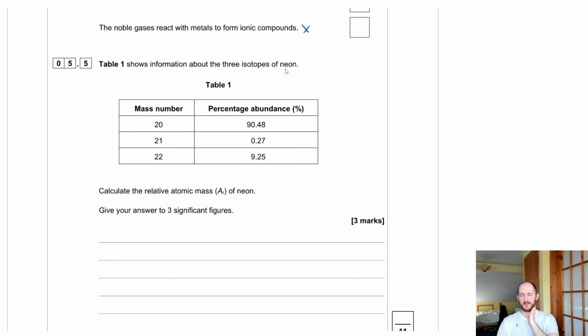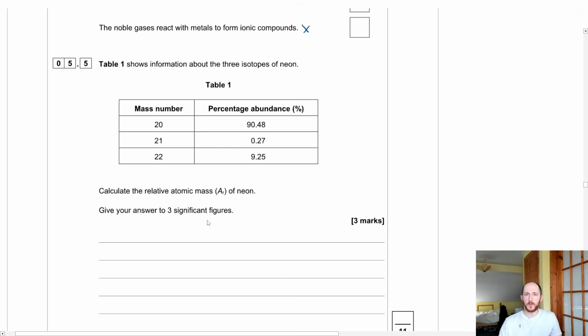So here I can already tell what this is going to be. Information about 3 isotopes of neon. Mass number, percentage abundance, calculate the relative atomic mass. Relative atomic mass is the mass number on a lot of periodic tables. Not necessarily the one that you use in school, some of them aren't, but in a lot of them they are. And we have to give your answers to 3 significant figures. So how do you do this?